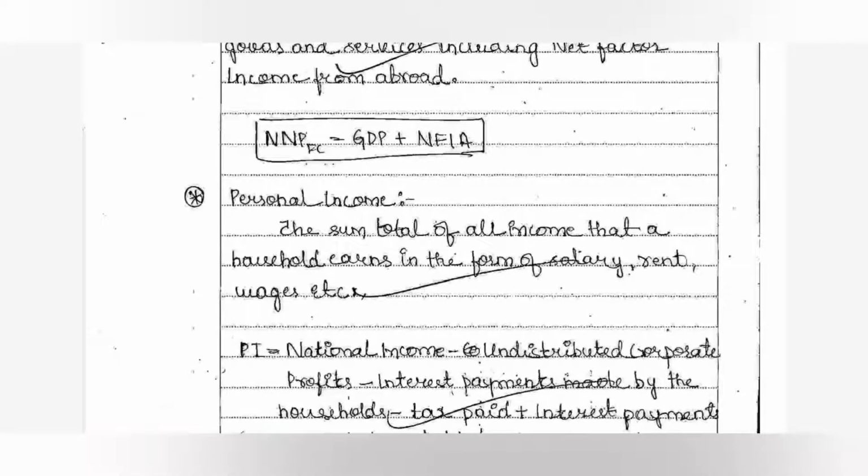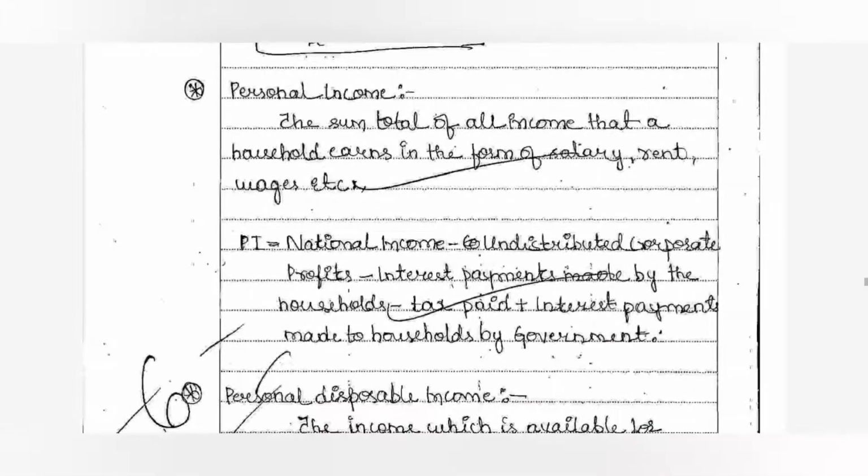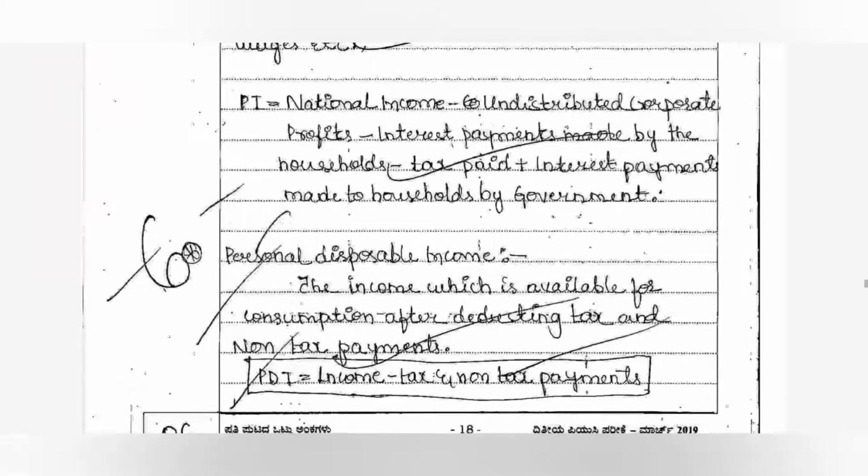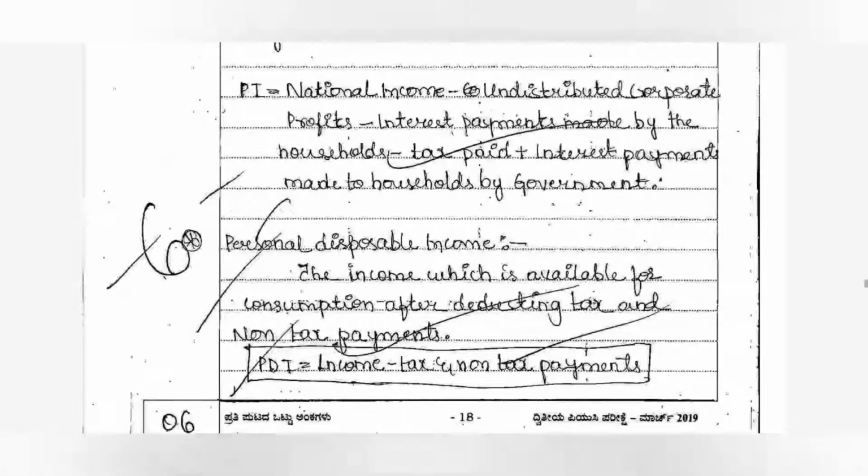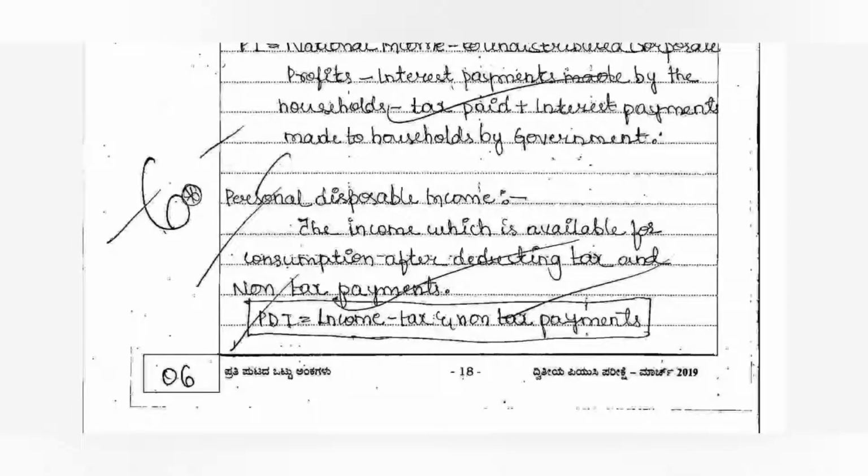Personal income is the sum total of all income that a household earns in the form of salary, rent, wages, etc. So personal income is equal to national income minus undistributed corporate profit minus interest payment made by the household minus tax paid plus interest payment made to household by government. Personal disposable income is the income which is available after deducting tax and non-tax payments. So PDI is equal to personal income minus tax and non-tax payments. That is personal disposable income.